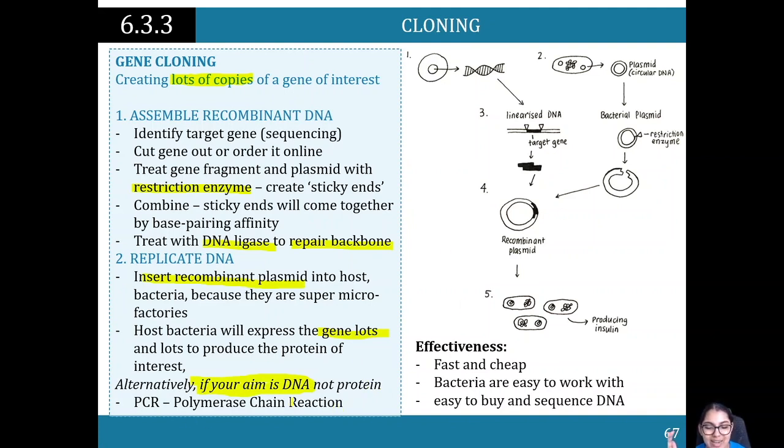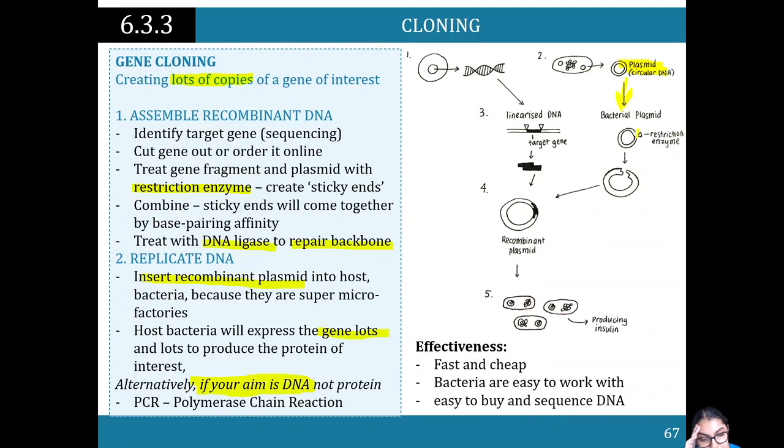But if you want to get the DNA copies themselves, we can use polymerase chain reaction, which will produce thousands of copies of the DNA. So here is the process. There's the gene, there's the plasmid. We've got the bacteria, and we've got a plasmid, which is a circular DNA plasmid.